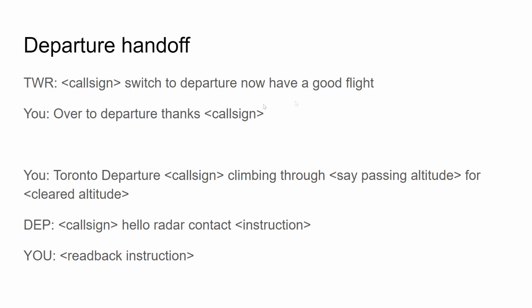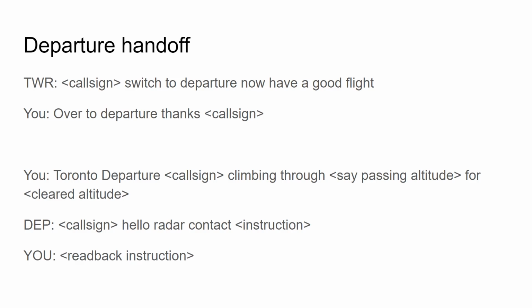Anyways, you've got the frequency, you switch over, you say Toronto Departure, Maple 7654, and then you say your altitude. So when you contact them, you might be at 2,000 feet or so. You say climbing through 2,000 feet for 5,000, which is your cleared altitude. If you haven't been cleared to an altitude yet, you go by the cleared altitude on the SID, which is that 5,000 number that we were talking about earlier.